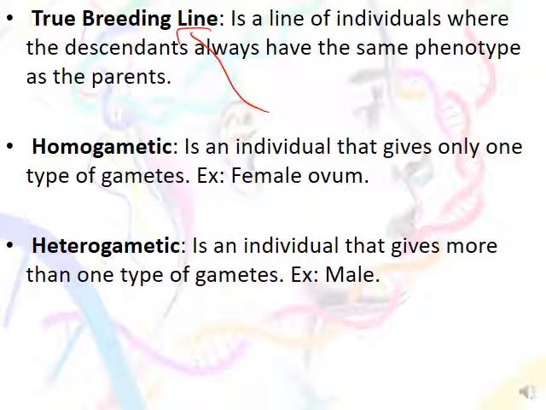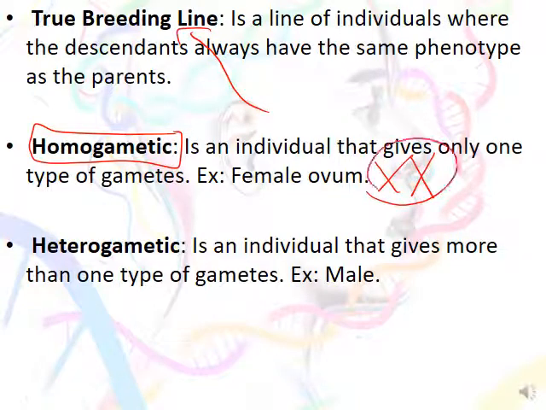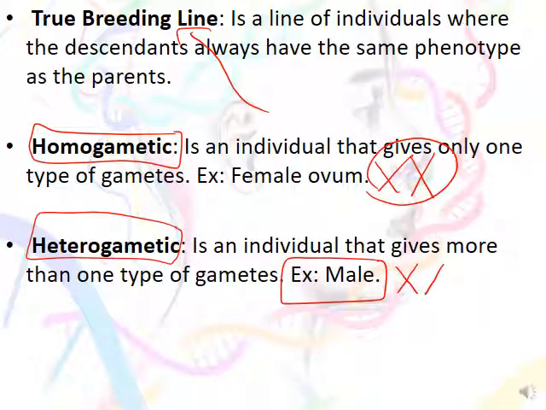Now, homogametic. Homo, it's only one. Gametic, only one type of gametes. So homogametic gives an individual that gives only one type of gametes. For example, the female ovum contains XX. So it gives only X, one type of gametes. Whereas heterogametic is the individual that gives more than one type of gametes. Example about this, the male. The male has X and Y. So it can give either X or Y. So it's called heterogametic.